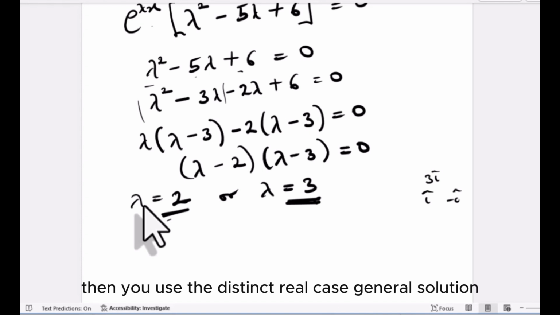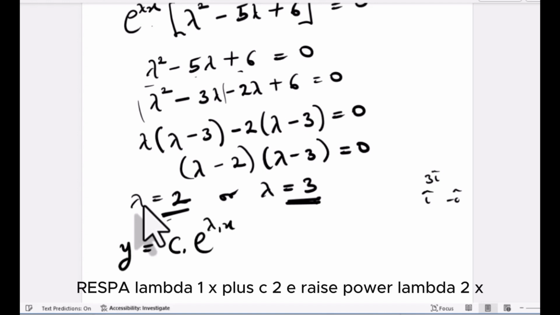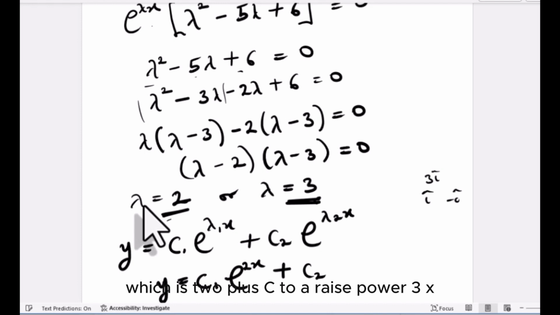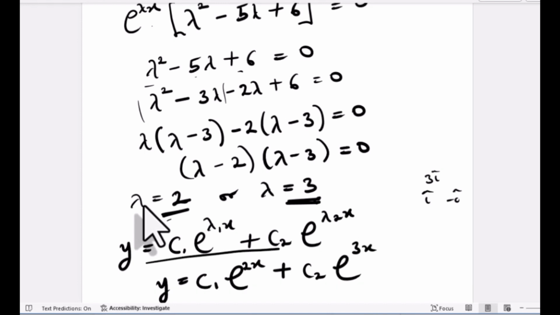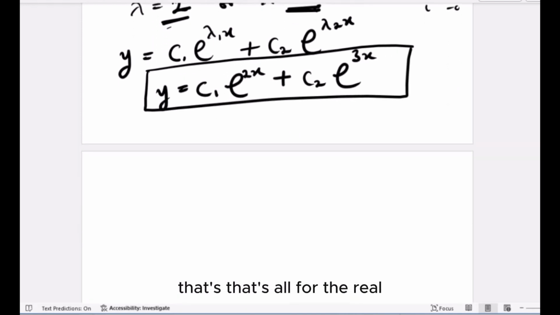Then you use the distinct real case general solution, which is y equals C1 e raised to the power lambda 1 x plus C2 e raised to the power lambda 2 x. Then y equals C1 e raised to the power 2x, since lambda 1 is 2, plus C2 e raised to the power 3x. So that's all for the real distinct case.